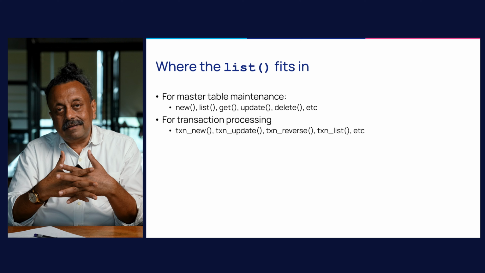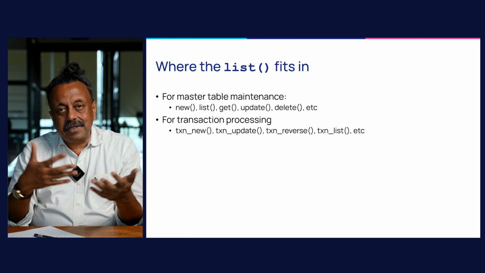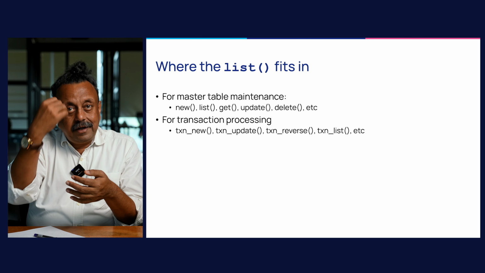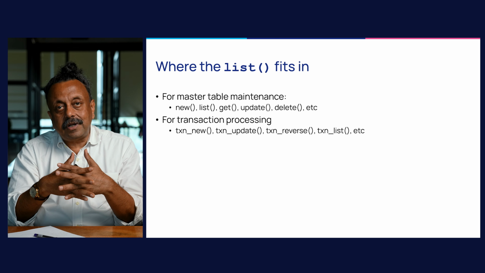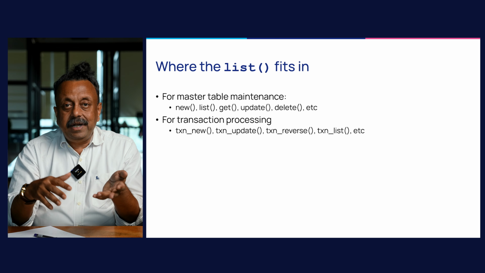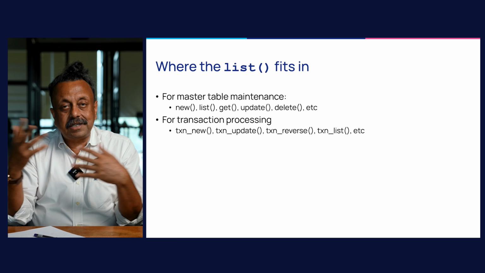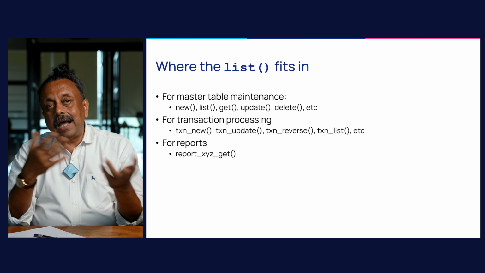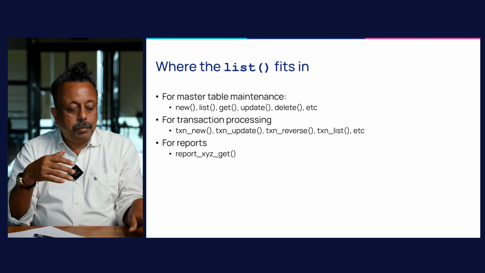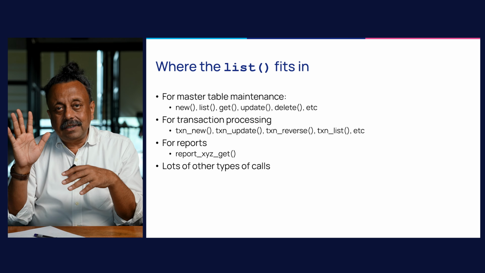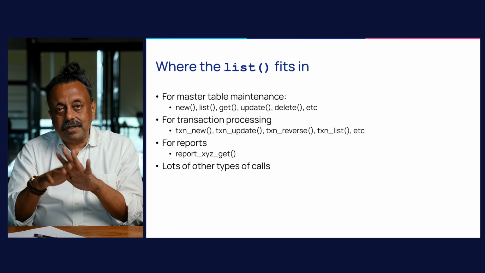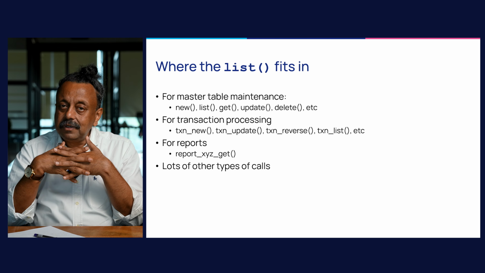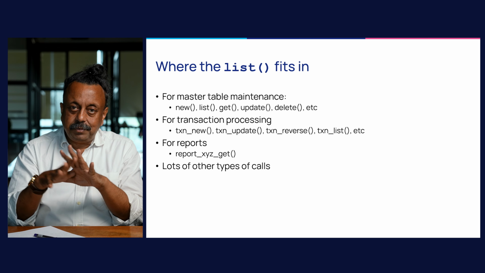The second type of web services will be to handle transaction data. Like I create a new transaction, so I'm logging it into the transaction repository. I'm updating a transaction, I'm reversing a transaction, etc. Those will be all sorts of web service calls. Then we'll have web services which generate reports, or lots of other types of calls. This is by no means exhaustive. Depending upon the complexity and variety of your business application, you will have lots of different types of web services.